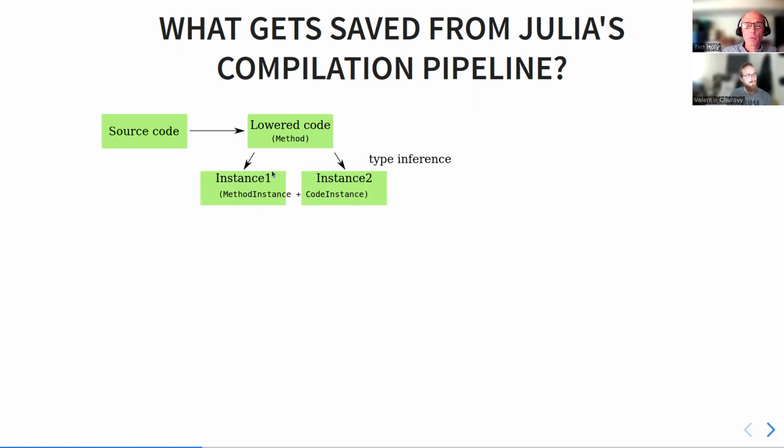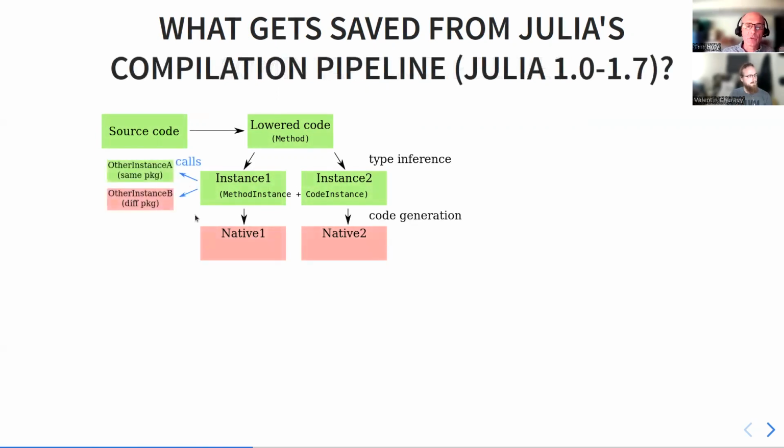Now, it's unlikely that these exist in a vacuum. So one thing that happens from this point on is so-called code generation, and this is the production by Julia and LLVM of so-called native code, the code that actually runs on your CPU. And this is in a red box indicating that it is not cached when you do the precompilation. So we have to generate the native code in order to run it, but we throw that away when the Julia session exits.